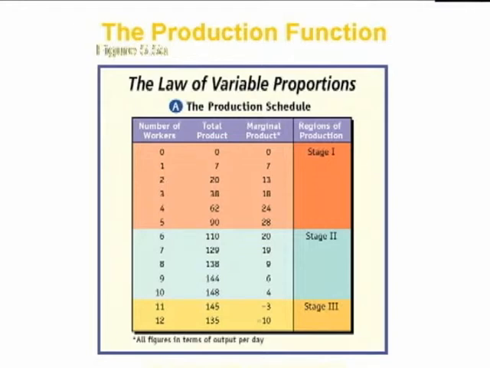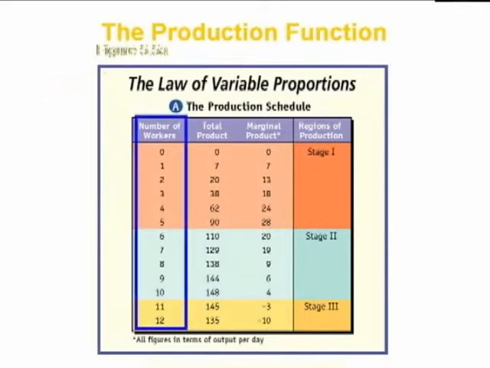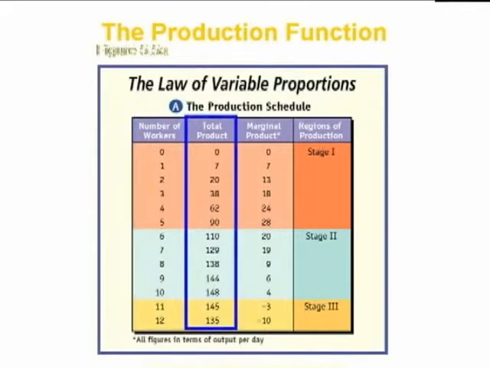In this first lesson, we want to become familiar with the major categories of the production schedule and use this production schedule to learn the law of variable proportions. The law of variable proportions tells us that as we add variable input, such as the number of workers, we can increase our output or our total product.